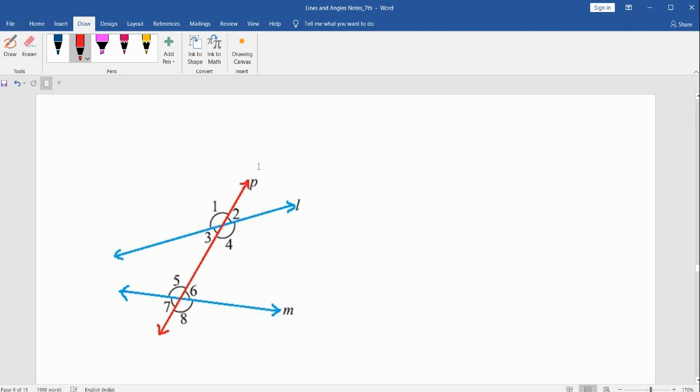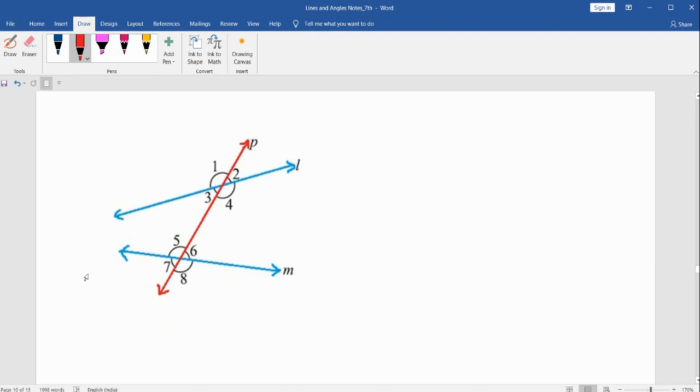Okay, these are the angles you can say. See, this is line L, this one is line M, and this red one is line P. So P becomes your transversal, and angles 1, 2, 3, 4, 5, 6, 7, 8 are the angles formed by this transversal P. All right. Now they have got certain features.